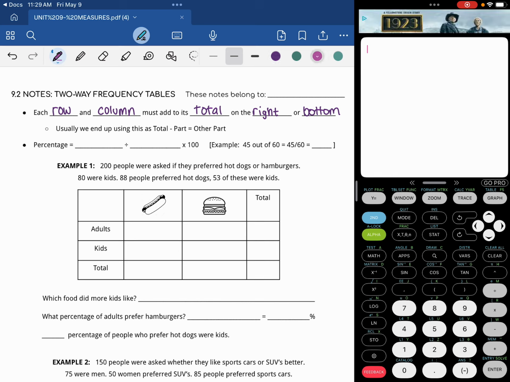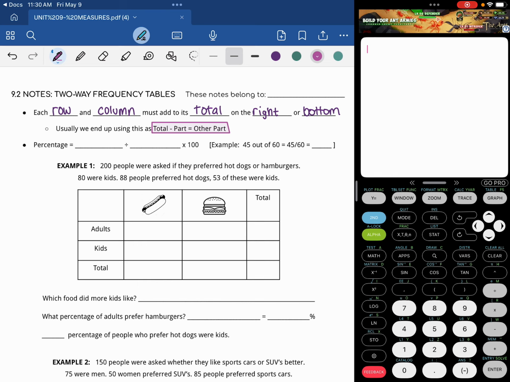Now, even though each row and column are supposed to add to the total, you're actually going to end up doing more subtraction than you are addition, because if you already know the total, then you subtract the first part to get the other part. We're going to do that far more often than we're actually going to add. I'll explain when we do our first example.